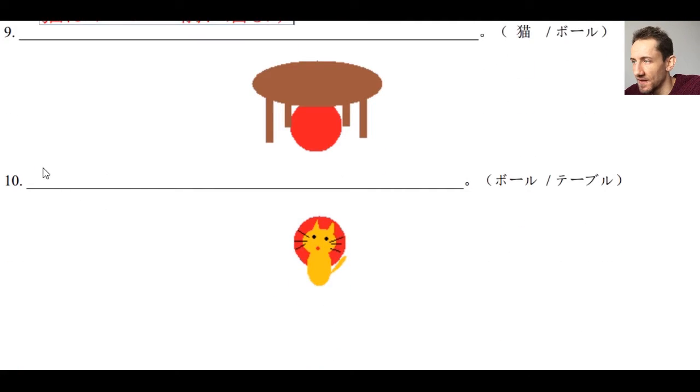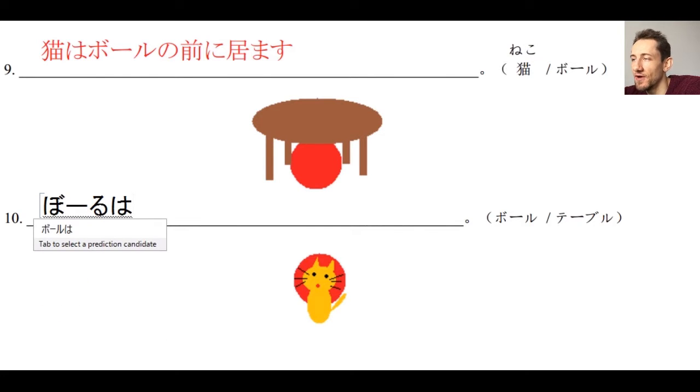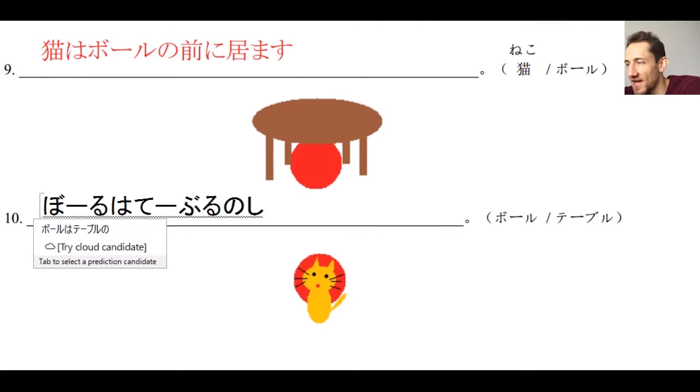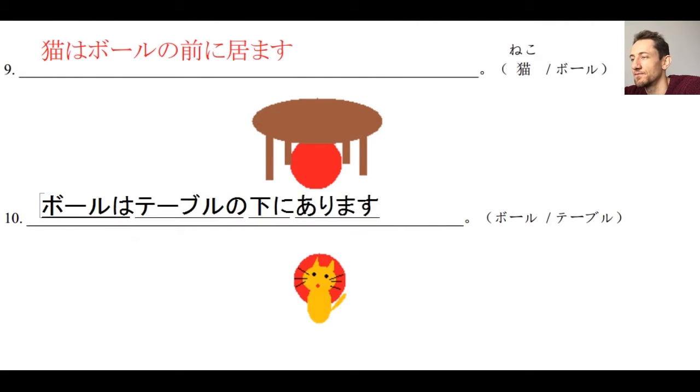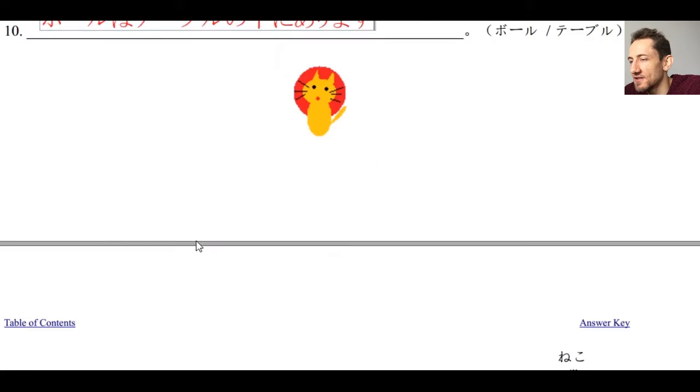Number 10, boru and teiburu. We have all these katakana words. They're usually more difficult for me to type. I don't know why. Anyway, ボールは, so it's under the table, right? ボールはテーブルの下にあります.